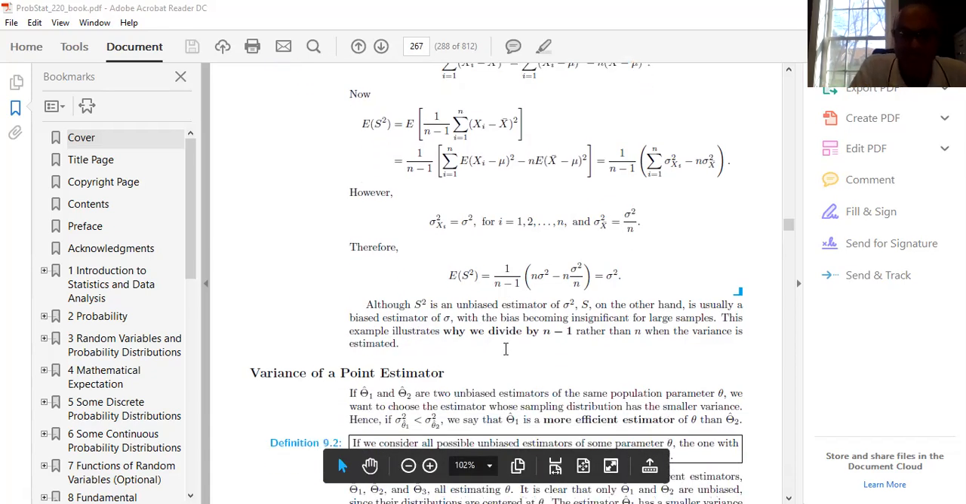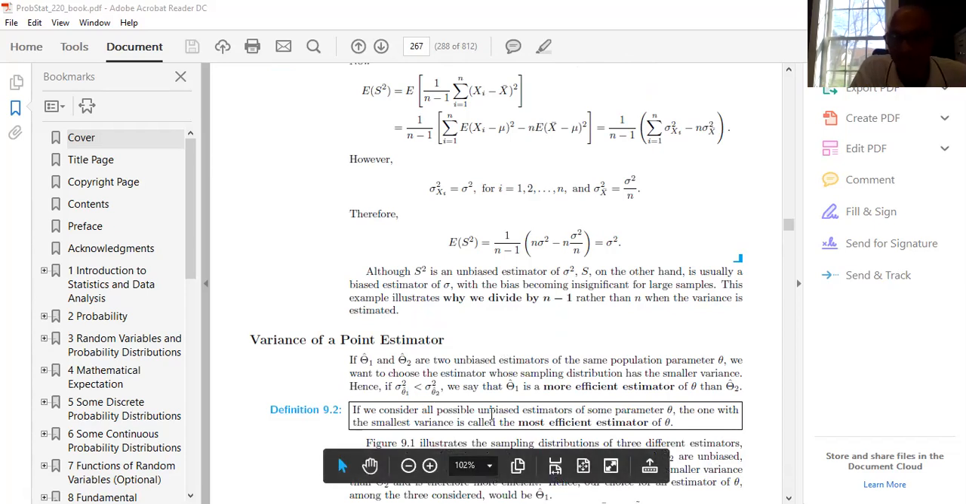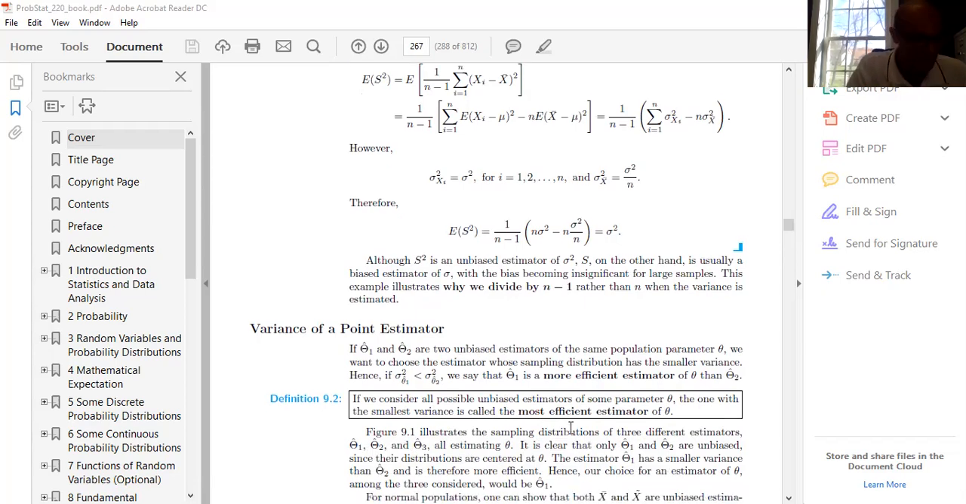Then we are going to discuss something about this definition too, the variance of a point estimator. If we consider all possible unbiased estimators of some parameter theta, the one with the smallest variance is called the most efficient estimator of theta. The smallest variance means a high peak normal distribution, and a low peak means large variance. So, to repeat, the unbiased estimator with the smallest variance is called the most efficient estimator of theta.